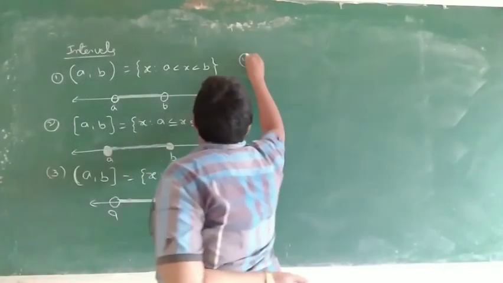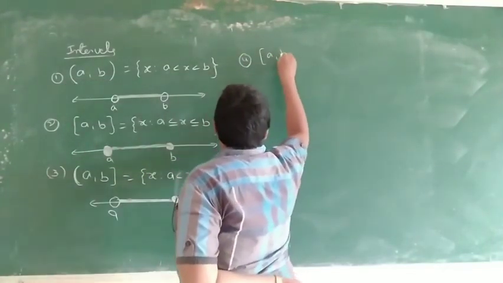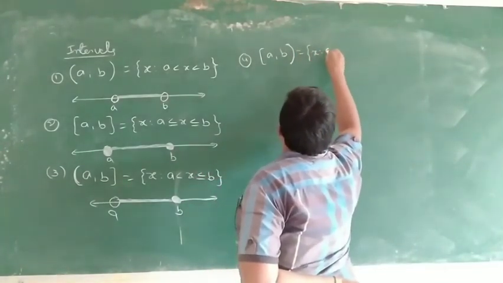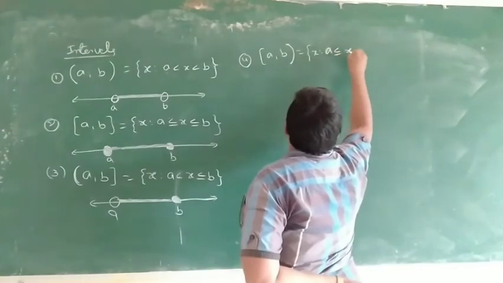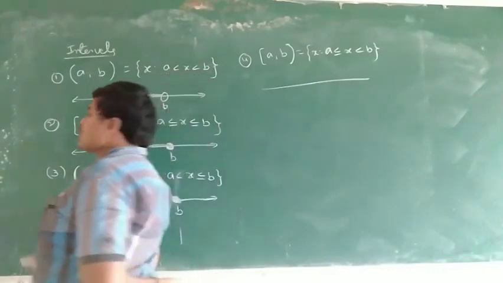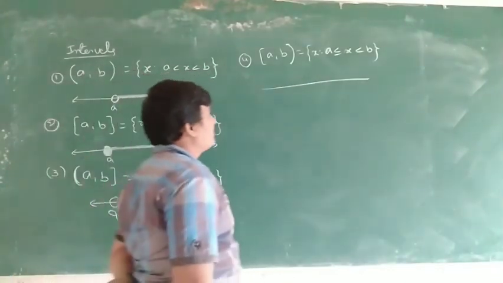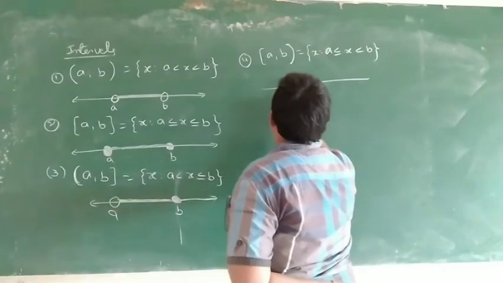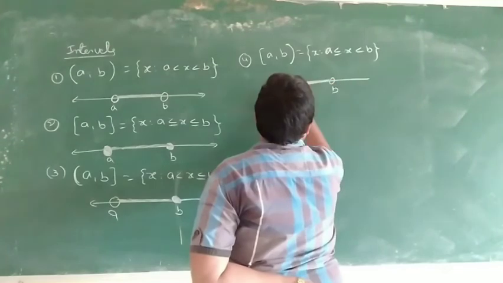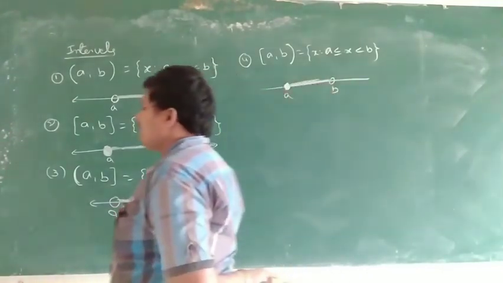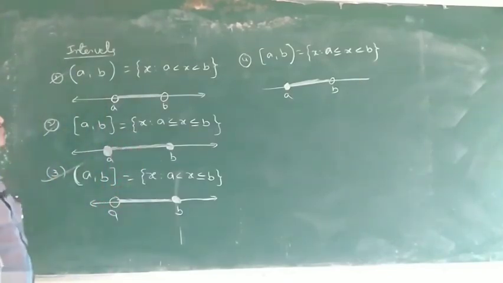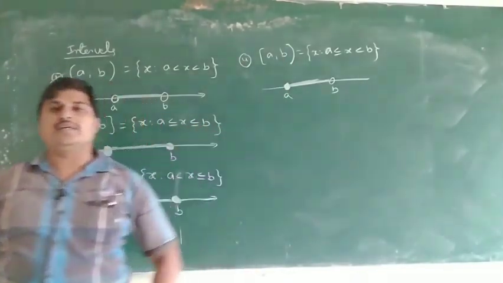Next, the fourth one. Closed a, open b. The set of all x such that a less than or equal to x less than b, including a, excluding b, with a, without b. So this is a, this is b, a and in between, not b. This is the difference: open interval, closed interval, open a closed b, closed a open b.